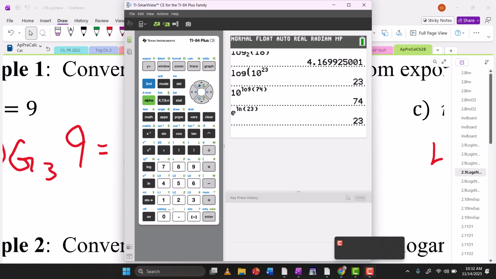Okay, so it's this button right here. And what is this button? This is the log base 10 button. There are many, many things in math that have invisible parts. Here are some invisible things in math.